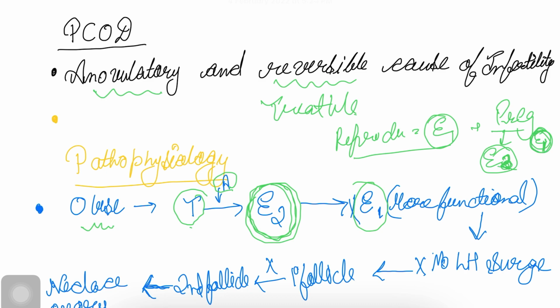Now go to this topic. Here the estrogen is E2 and E1 is not there, and as we know E1 is more functional. So when there is no functional estrogen, there will be no LH surge. When there is no LH surge, there will be no conversion of primary follicle into secondary follicle. When there is no conversion, there will be no rupture of the follicle, and the follicles will arrange at the periphery of the ovary like a necklace pattern.